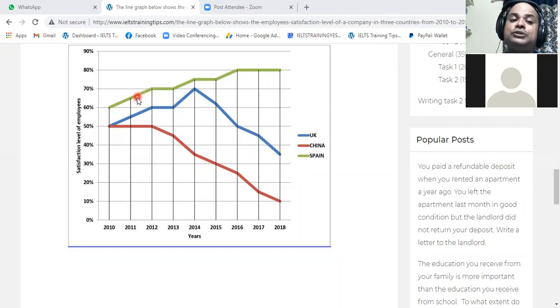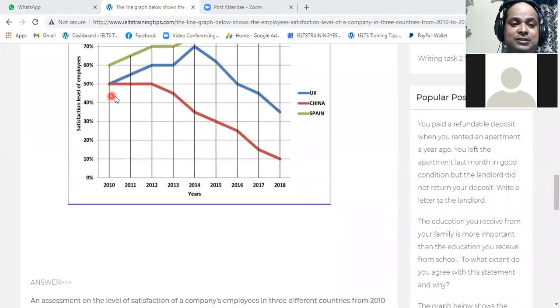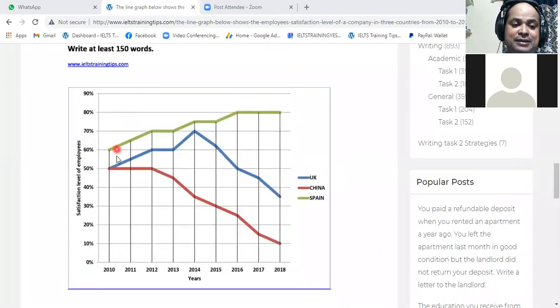So the proportional discrepancy was this thing. This is the proportional discrepancy. It remained 10 between the UK and this thing. So when it went up by 10 percentage, it moved to 70 percentage satisfaction level. The discrepancy was 10 percentage between Spain and the UK. This is what you need to understand.